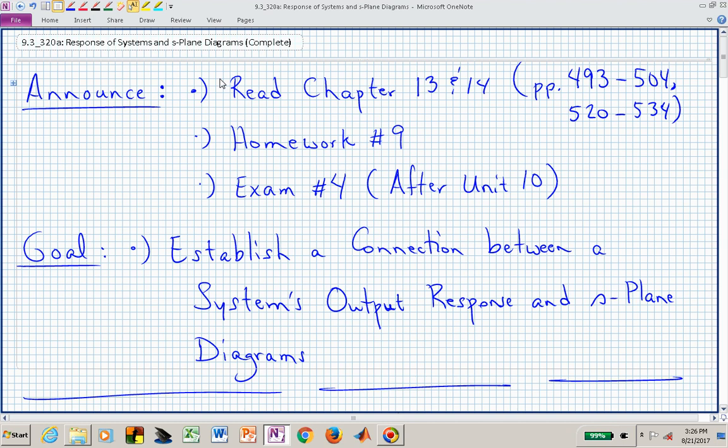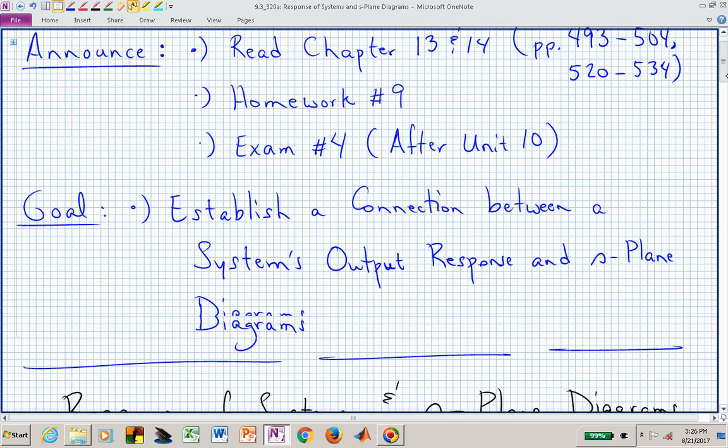In this video we want to start working with combining input signals and transfer functions to try to understand a little bit more intuitively what's going on in the S-plane and connect that with what you might expect in the time domain. Our goal in this video is to establish a connection between a system's output response and what you would see in the S-plane diagrams, and in particular, what poles are there in the S domain, and how we relate those to what's going on in the time domain.